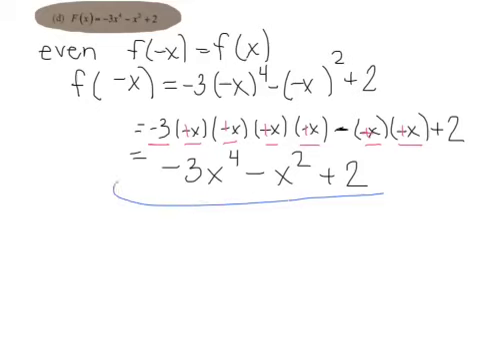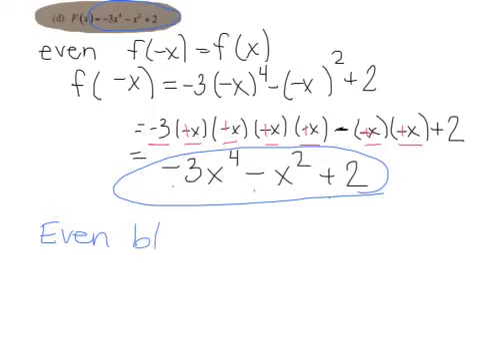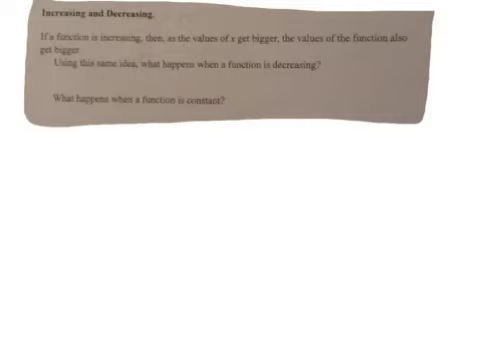Is this right here the same as this right here? Negative, negative, positive, negative, negative, positive, yes. So this is even because, that's our abbreviation for because, f of x equals f of negative x, and we don't check for odd because it's not even or odd.